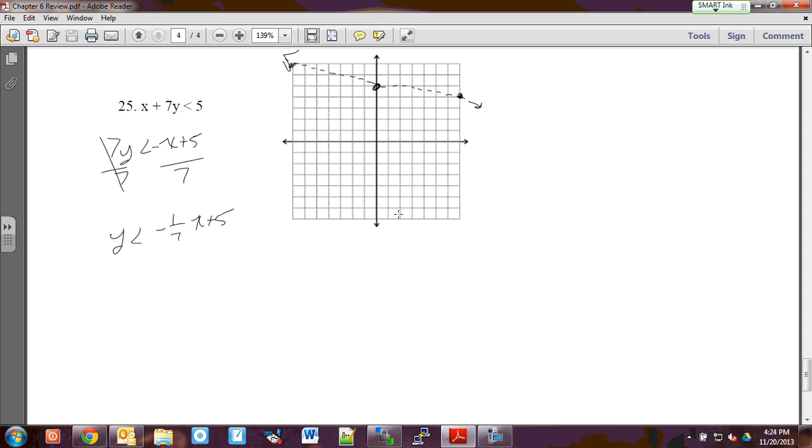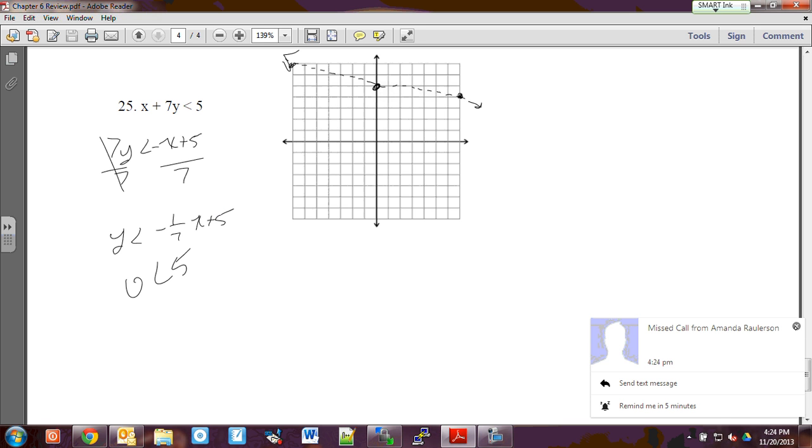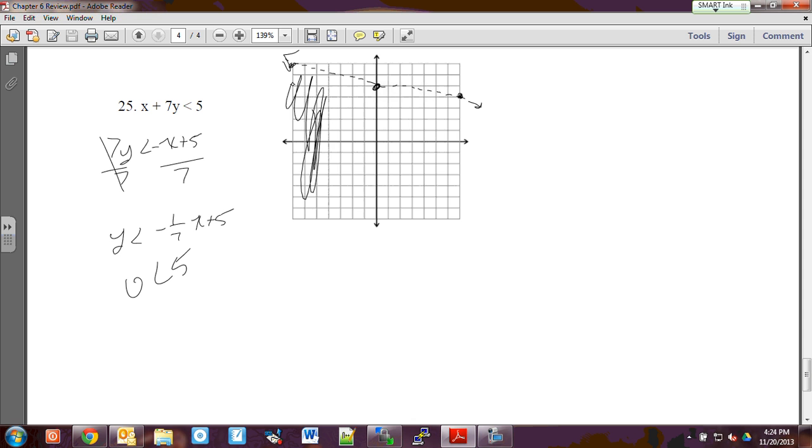And then it's y is less than, so again, you can do the origin test. 0 is less than 5. Wait, did I do that right? Yeah, I read that wrong. Yes, 0 is less than 5. Okay, so you'd shade the origin.